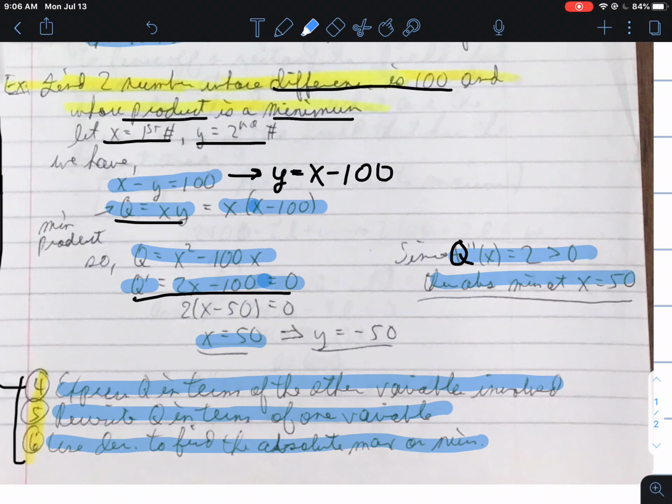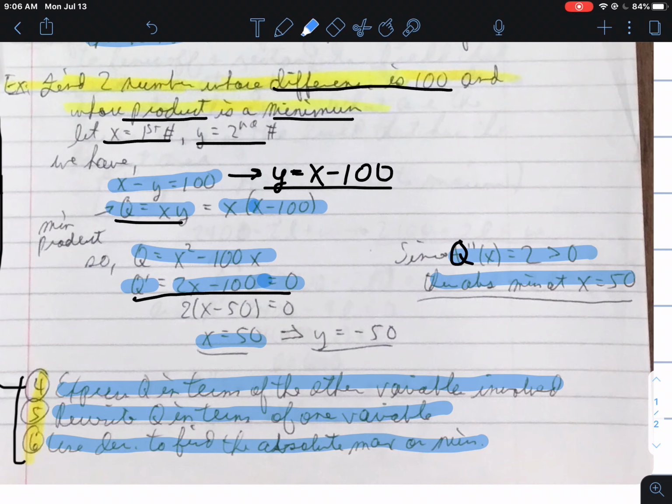Now, of course, we're asked for two numbers, so once I find the x, then I can go back up here and plug it into that equation that we have for y. We know that y equals x minus 100, so I just back substituted. I plugged 50 in there. 50 minus 100 is negative 50, and we have our y value. So I'm looking at those as our two numbers, x equals 50, and y equals negative 50.